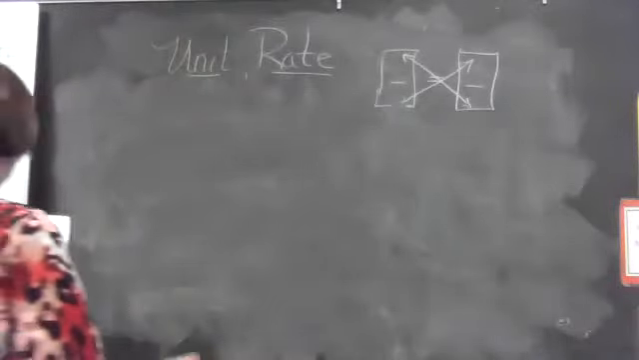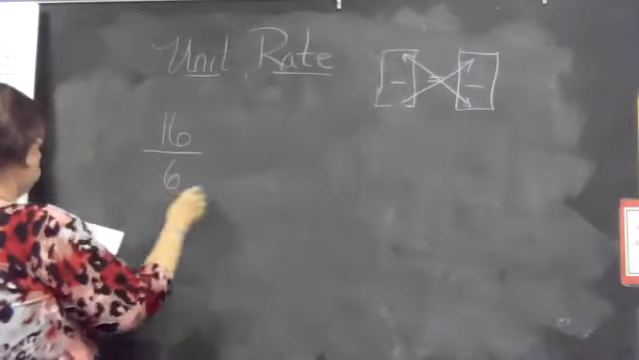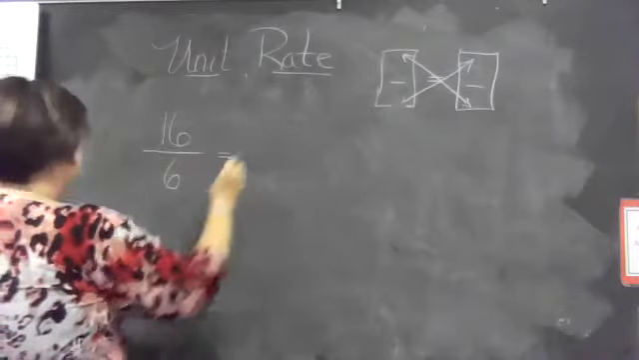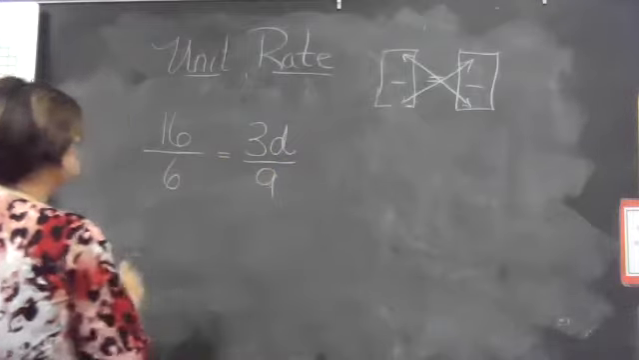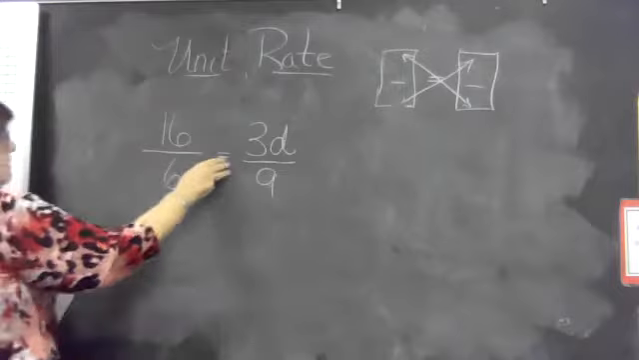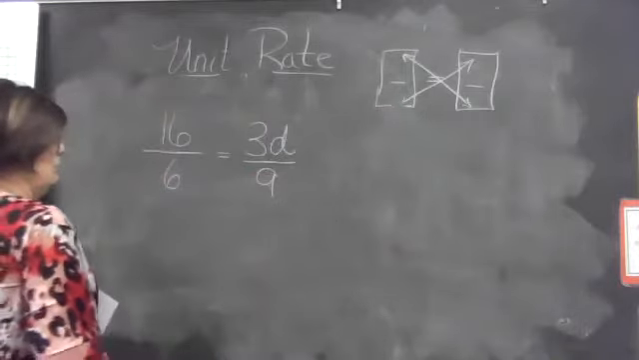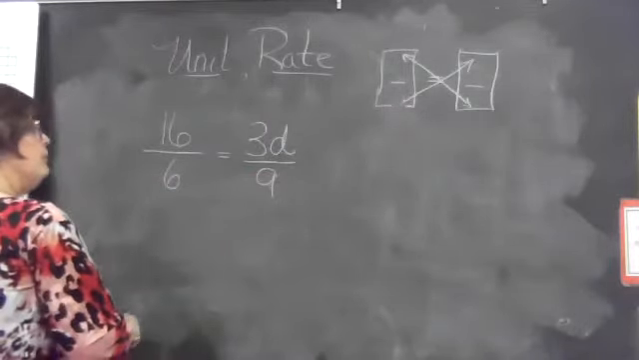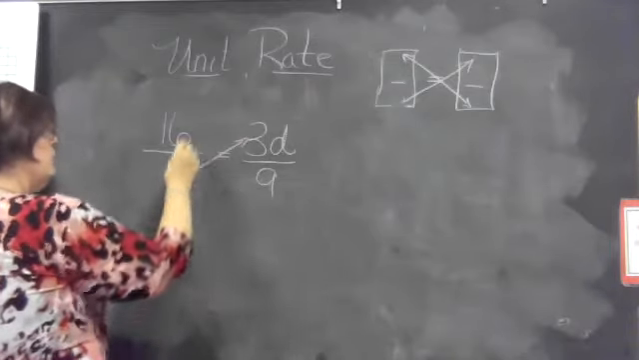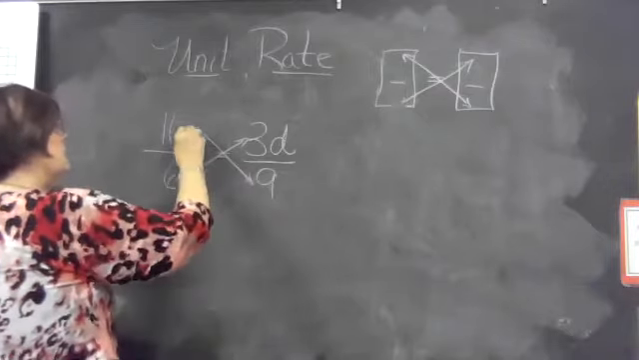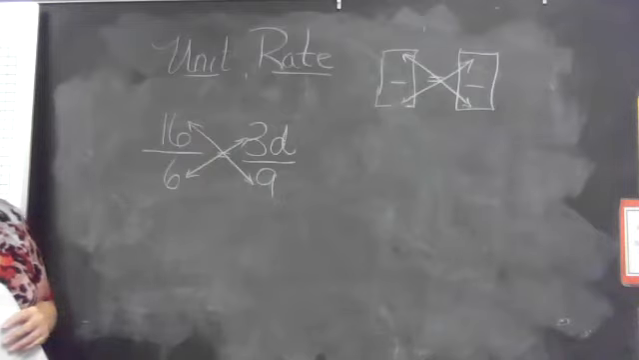Number 3 says 16 over 6, this is 1 fraction, equal to 3D over 9. Now they're telling us 1 fraction equal to 1 fraction meets the definition of a proportion. So we know that if we have a proportion, I can multiply these two things together, and that product will always equal this one. Always true with proportions.